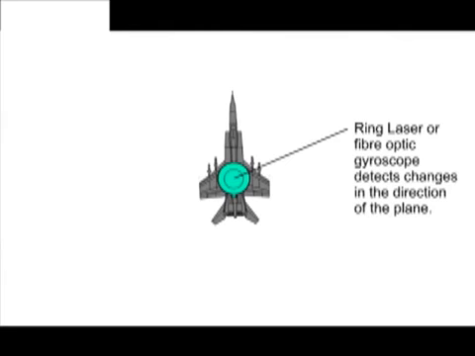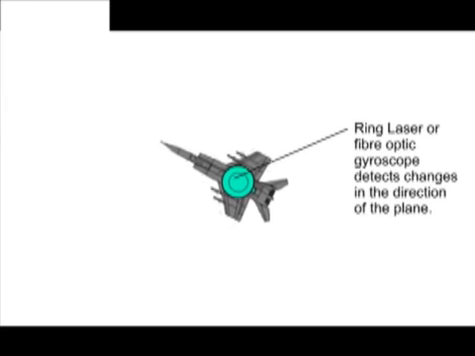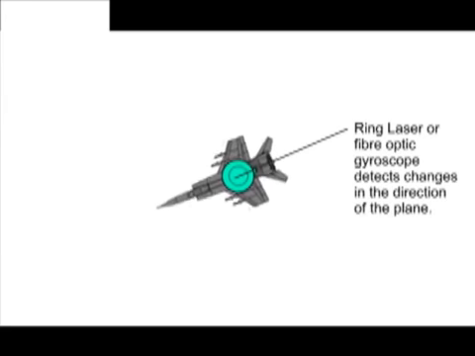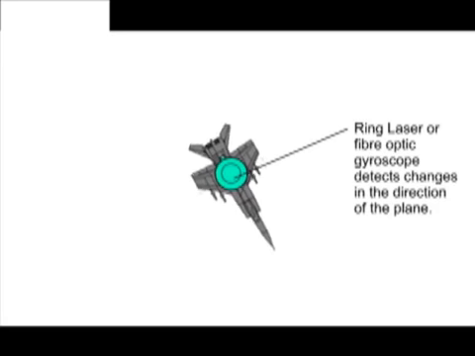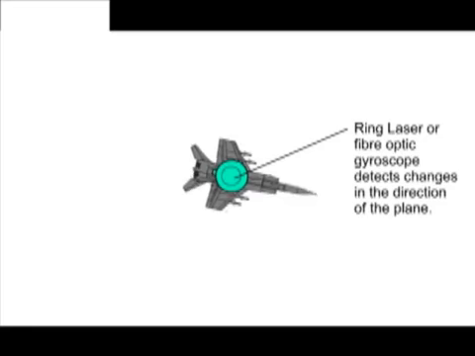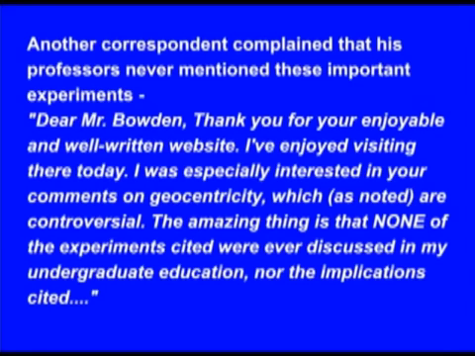This Sagnac effect is used by airlines for their compass directions. As the plane turns, the change in the fringes is translated into a change in the direction of the plane that then registers on the cockpit compass. In addition, I have received comments from two scientists complaining that they were never taught about the Sagnac experiment. The first said, after 35 years, as another correspondent complained that his professors never mentioned these important experiments.